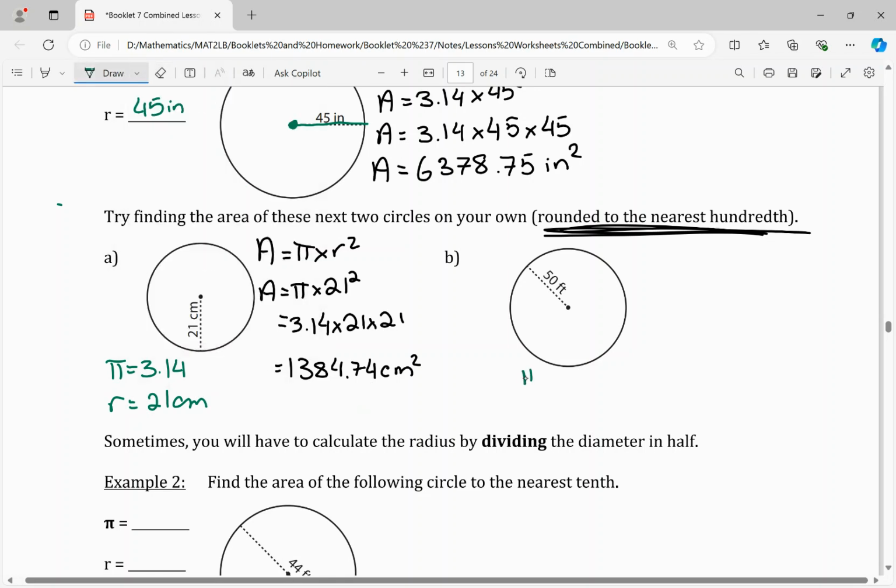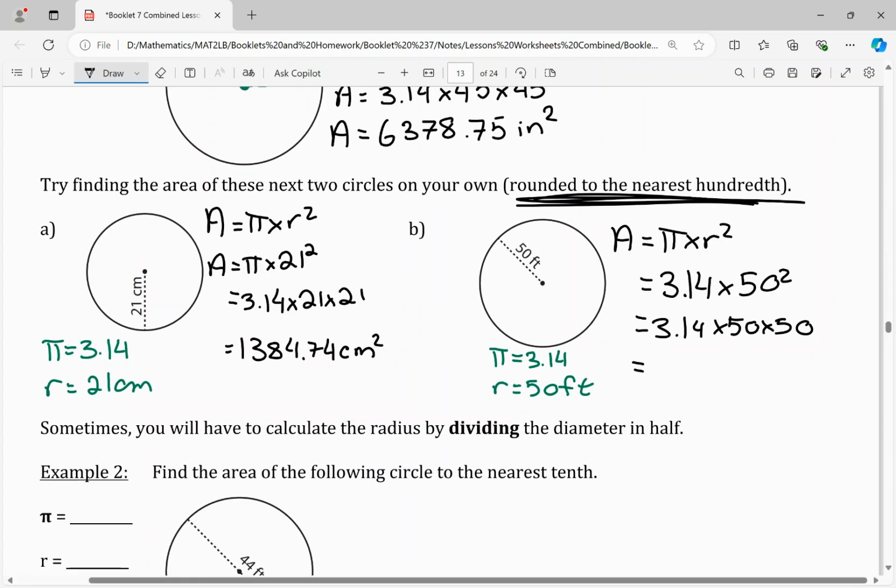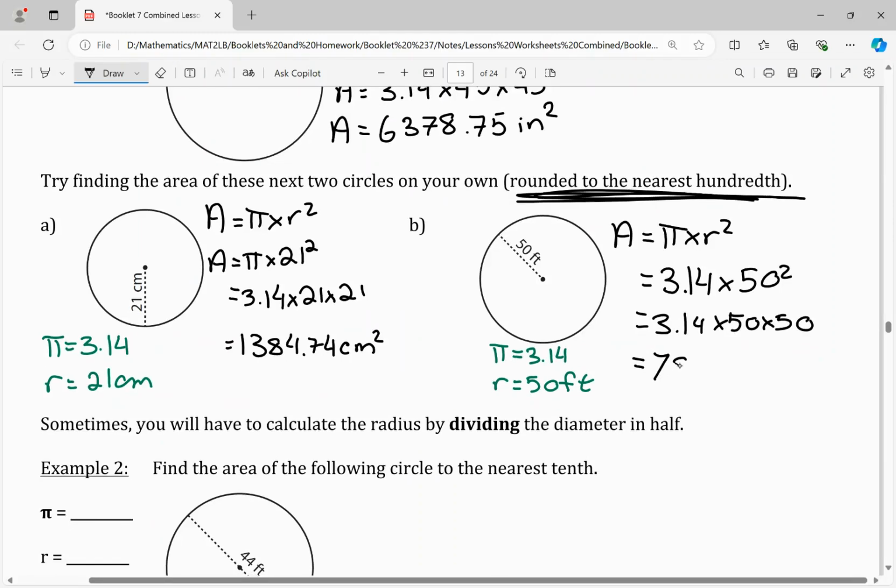In this next example, pi is equal to 3.14. Our radius is equal to 50 feet. So area is equal to pi times r squared is equal to 3.14 times 50 squared. Again, if you would like, that is 3.14 times 50 times 50, which, using a calculator, is 7,850 feet squared.